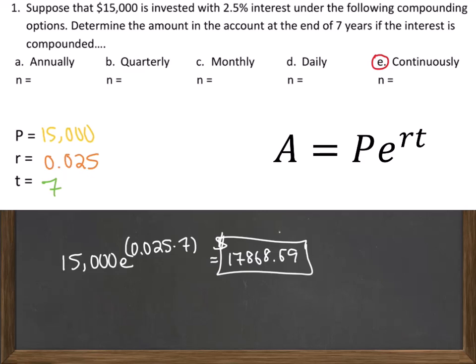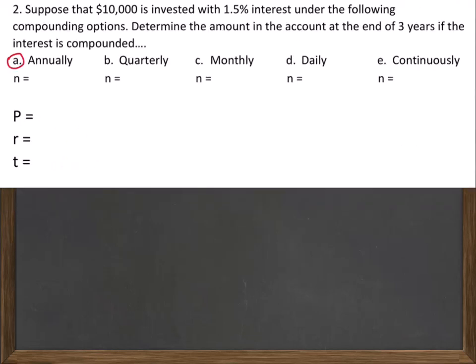All right, so that was example 1. I'm going to do one more example, as you can see here, example 2. And again, I would encourage you to pause this video, try to do some of this without me, and make sure you understand how to find the values that are of interest and so on. Okay, so it says, suppose that $10,000 is invested with 1.5% interest under the following compounding options. Determine the amount in the account at the end of 3 years if the interest is compounded and so on and so forth.